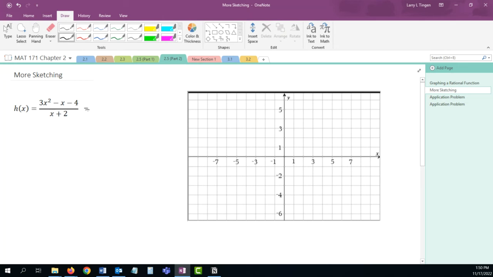All right, so does this factor? Yes. I need to multiply to 3x.